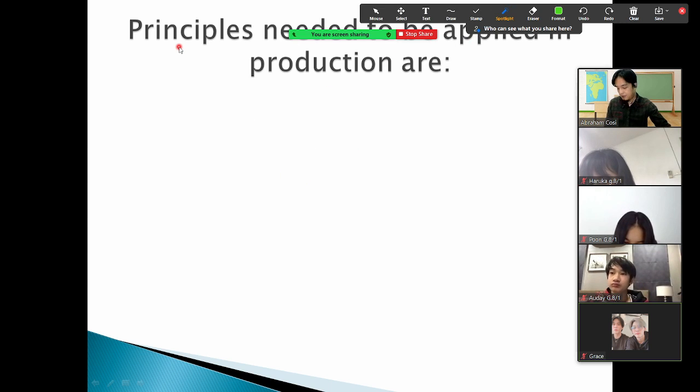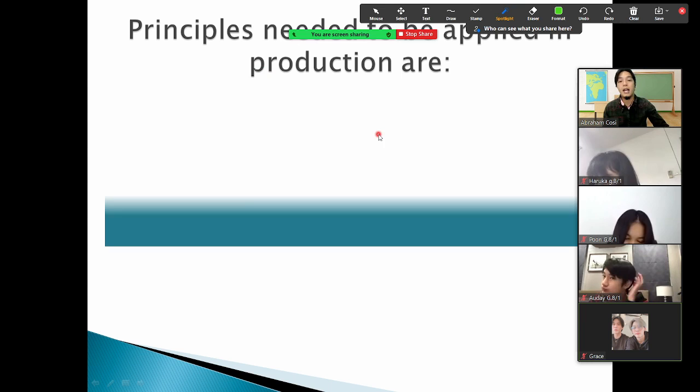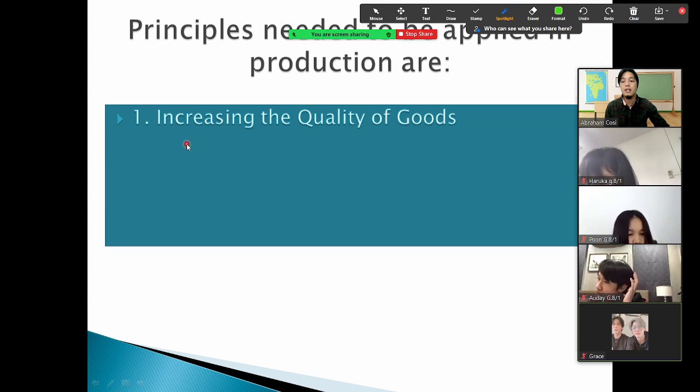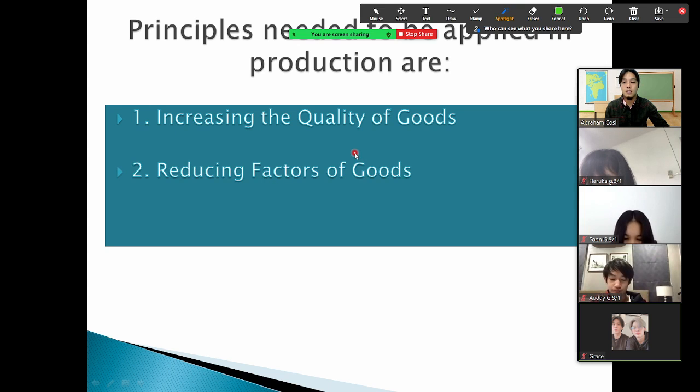We also have principles needed to be applied in production. First one, increasing the quality of goods.